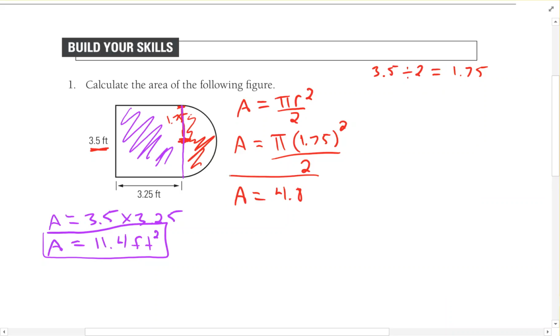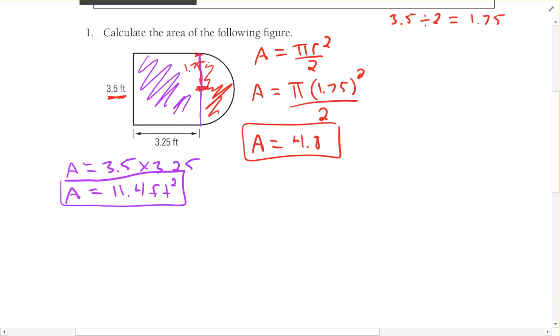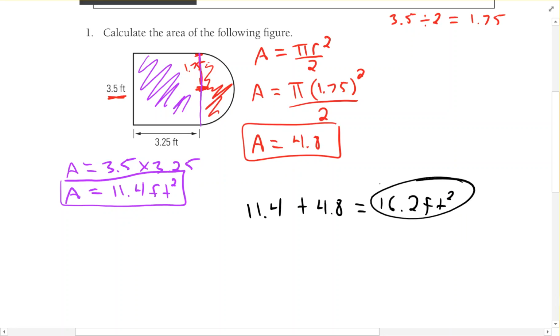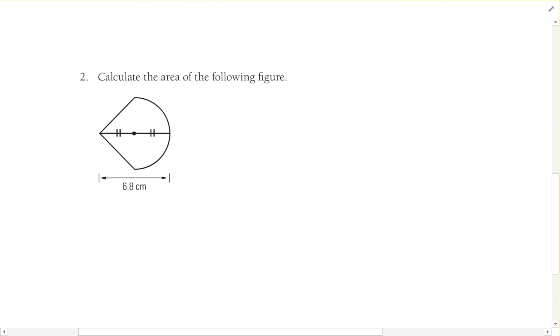Okay, and then the last step here, we just need to add those two together. So 11.4 plus 4.8 is equal to 16.2 feet squared. And then circle your answer. Okay, moving on to the next one.